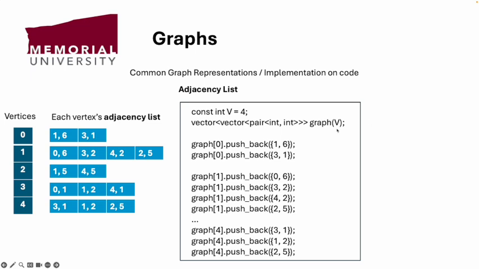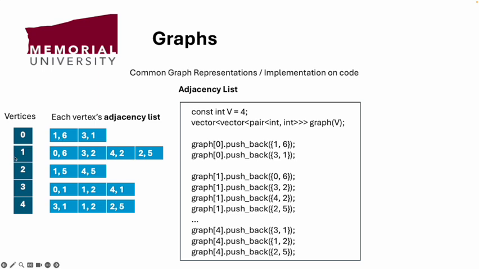Okay, that defines the graph. Then we just use graph[0]. Graph[0] is this vertex, and we push back its neighbors: push back (1, 6), then (3, 1), and then this is done, right?